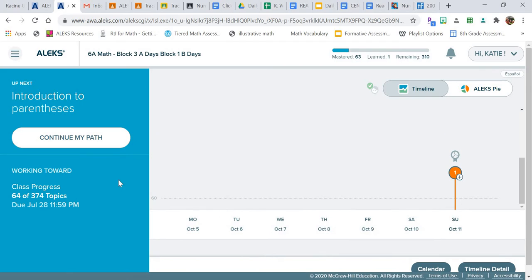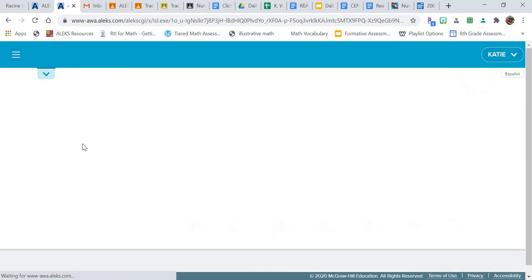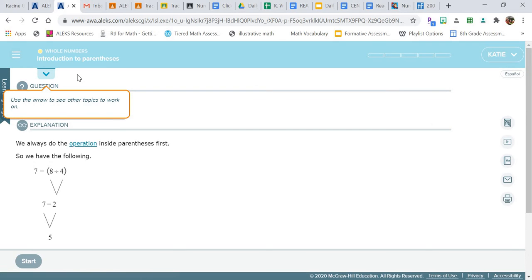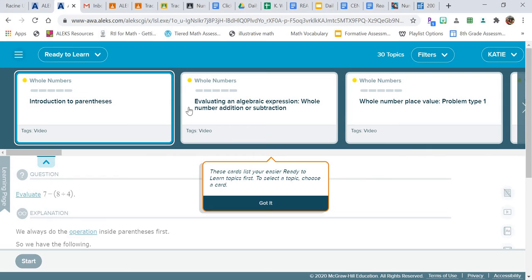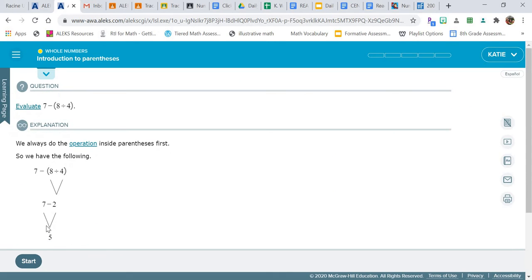So anytime you go into ALEKS, usually we choose to continue my path. And when you continue your path, you have the option of taking a look at what's up here and what's to come, or starting at this explanation. So we're going to start on the learning page. So this is your explanation page.